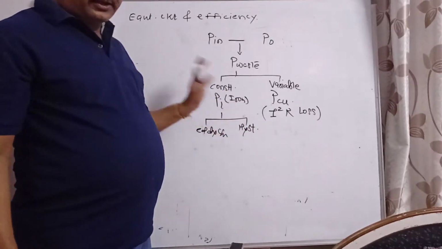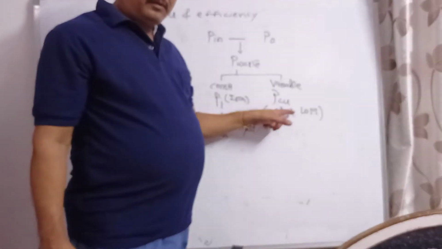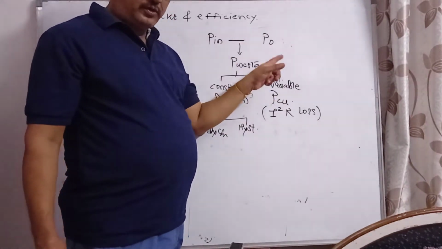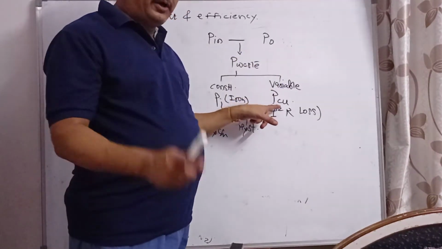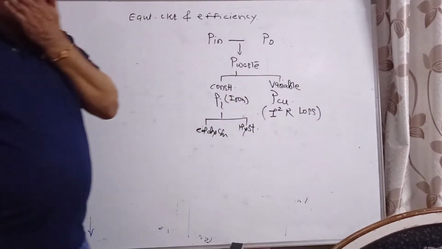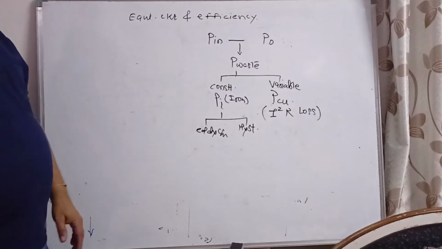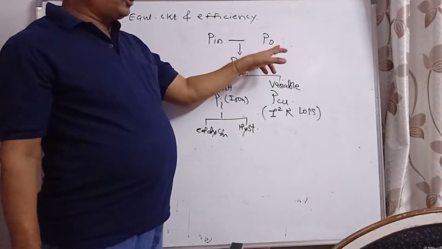This is defined for a transformer. Variable loss, since it is going to vary, current will vary through the transformer. That means this is dependent on current. So I square R loss is known as variable loss. So this is known as the power flow diagram. Is that clear? Input power is going to output power.